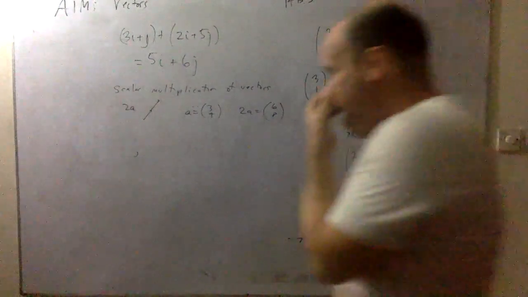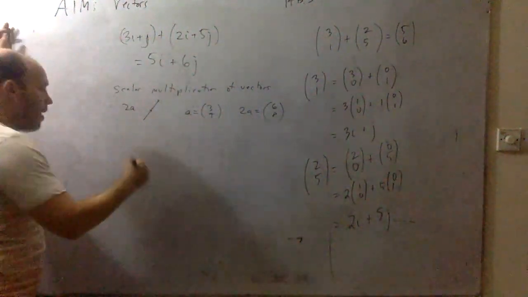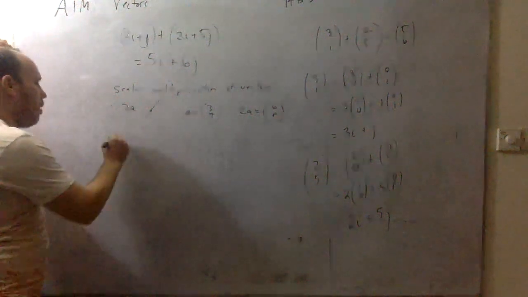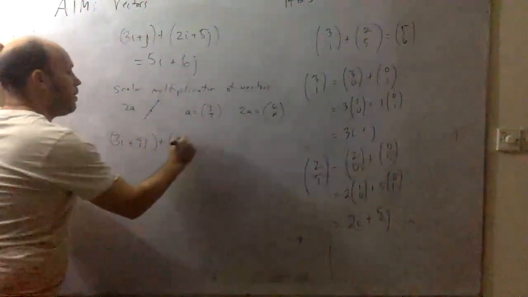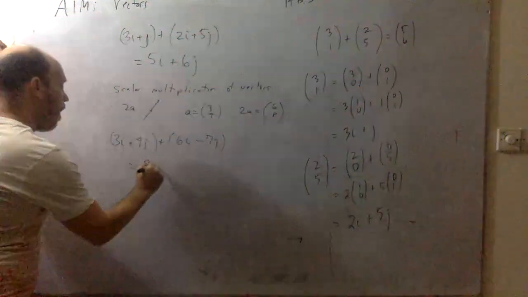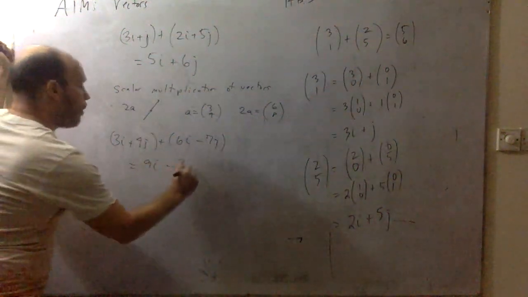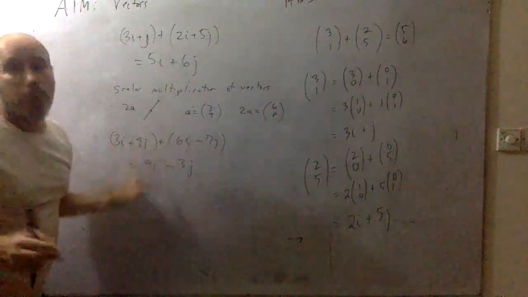And then you can just add all these together. So the idea is, for example, 3i plus 4j plus 6i minus 7j. Well, that's equal to 9i minus 3j. So the first journey plus the second journey.